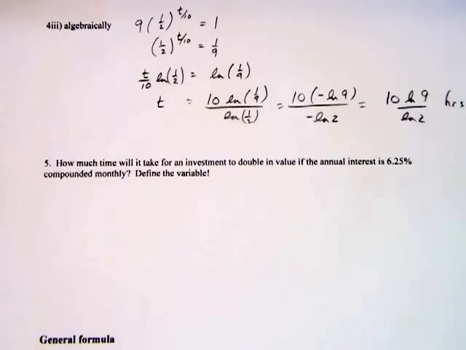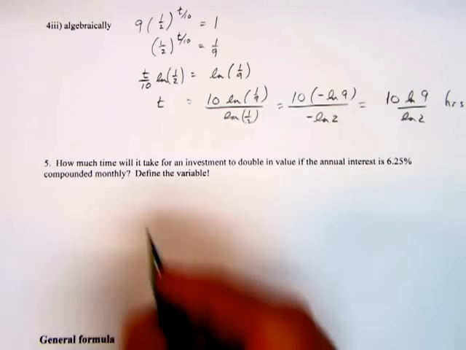All right, how much time will it take for an investment to double in value if the annual interest is 6.25% compounded monthly? So let's take a look at that.